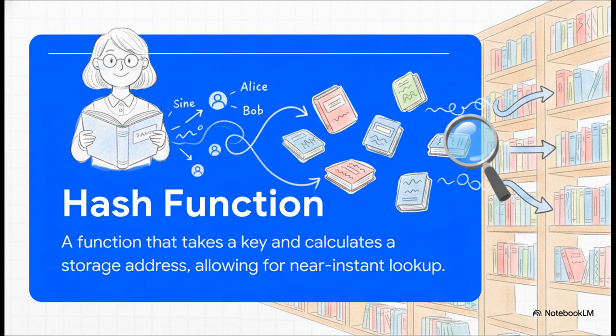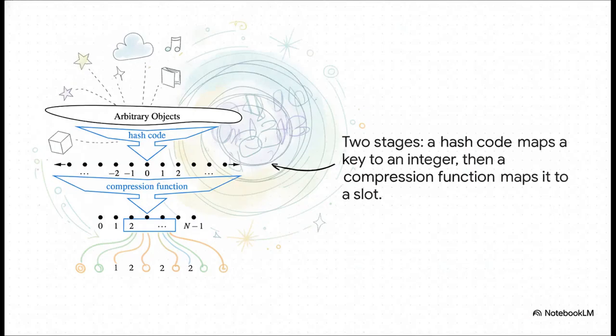The best way to think about it is like a perfect librarian. You walk up and give them a name, say Alice Smith. And they don't go searching through the aisles. Nope. They do a quick calculation in their head and tell you instantly, oh, Alice Smith, that's in aisle 7, shelf 3, slot 5. No searching needed. It's instantaneous. So how does this magic trick actually work?